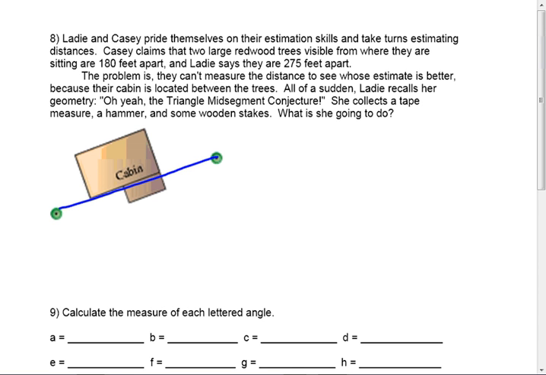All of a sudden, Laddie recalls her geometry. Oh, yes, the triangle mid-segment conjecture. She collects a tape measure, hammer, and some wooden stakes. What is she going to do? So she is going to make a triangle here. Well, that's the stake. She's going to stake that, right? And she's going to find halfway between here and here, and halfway between here and here. Call them A, B, C. So halfway between A and B also. And she can measure this, right?